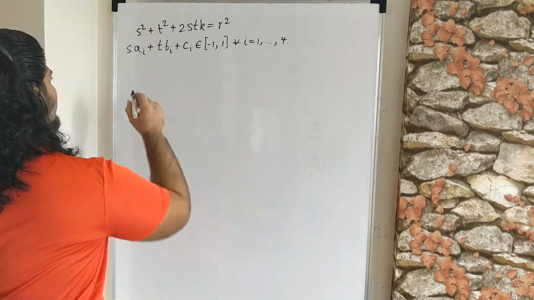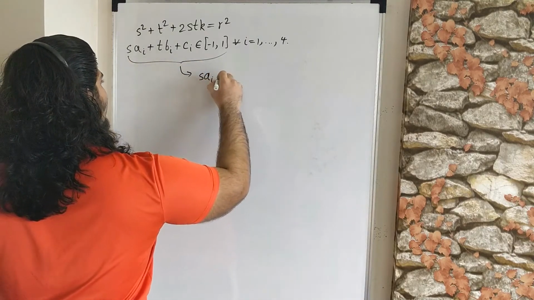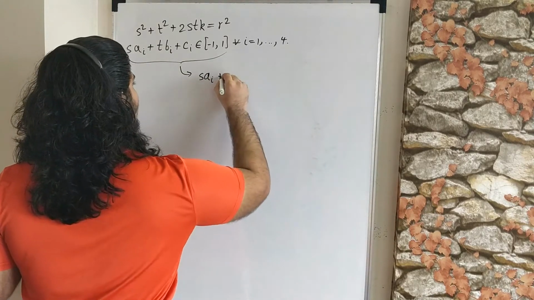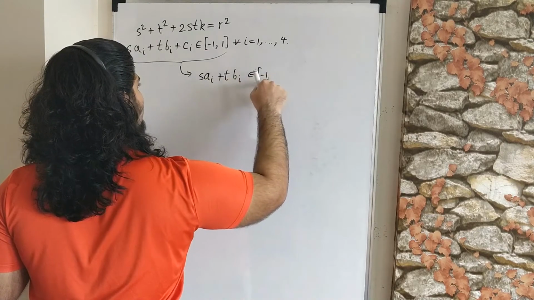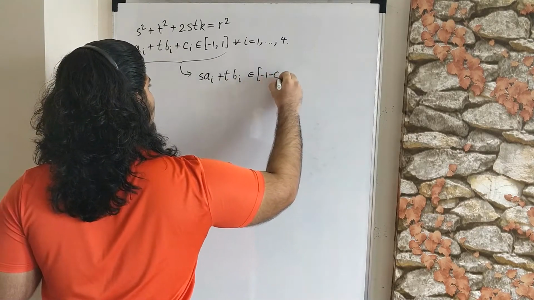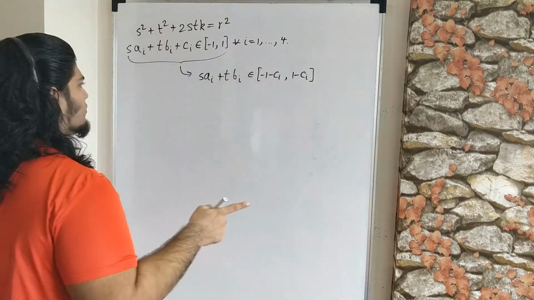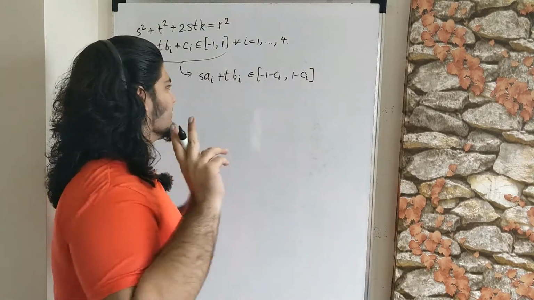And what we can do actually is rearrange this to say s·a_i plus t·b_i is in -1 minus c_i to 1 minus c_i. And if you notice, this interval is not symmetric about 0, but we can change that.